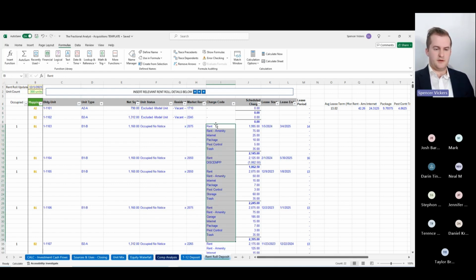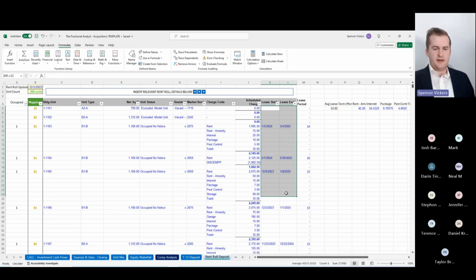Charge codes. So rent speaks to the base rent of a property, which we'll see in the unit mix in a second. And then rent amenity. On larger properties, you'll see this amenity rent charge code that speaks to, maybe the ground floor units have a ground floor premium, or the third floor or 10th floor units have a view premium, et cetera. And that'll usually show up as an amenity premium, which gets taken through into the unit mix as well.